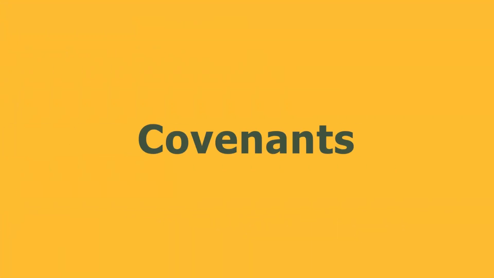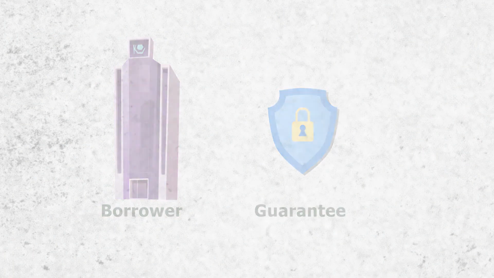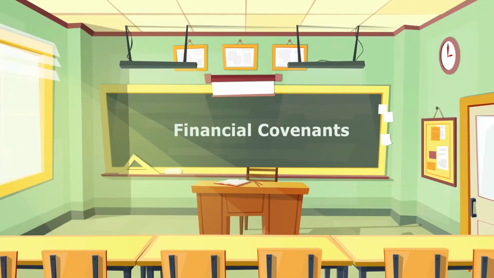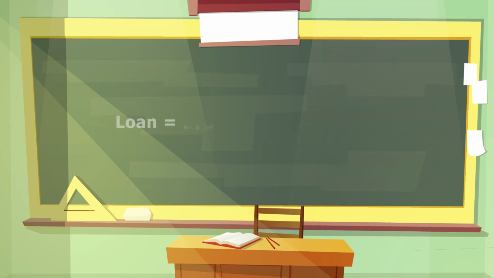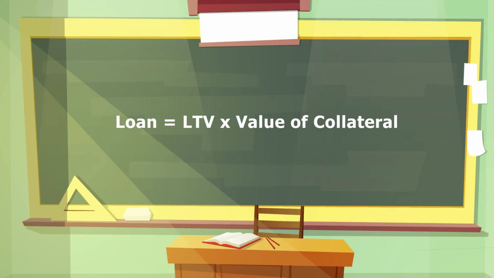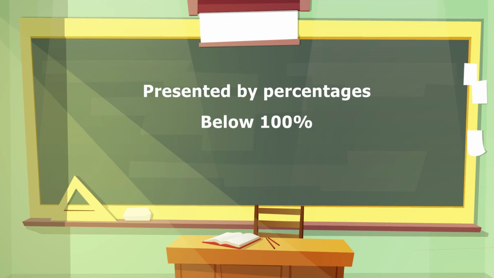The loan follows an agreement between borrower and the lender. This is called covenants. This is established as a guarantee and to prevent the companies going default. Financial covenants are focused on the financial aspect of the covenant. For example, loan to value, also known as LTV, values the loan compared to the size of the collateral, so that we can calculate the loan by amount of loan equals LTV times value of collateral. The amount of loan is presented by percentage and it's always below 100. This is done by lenders, so the pledged collateral exceeds the loan.